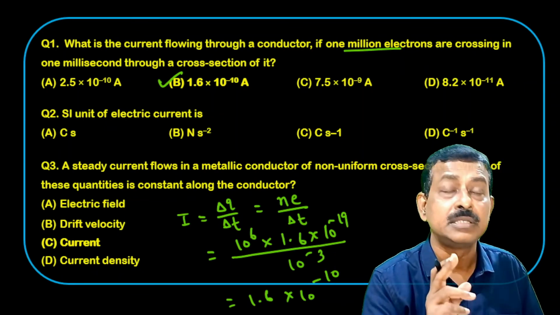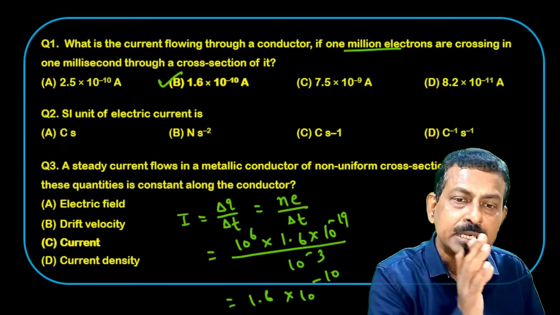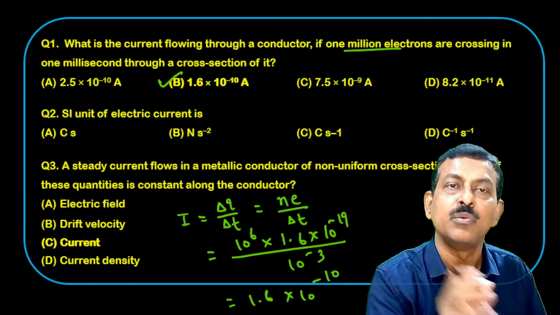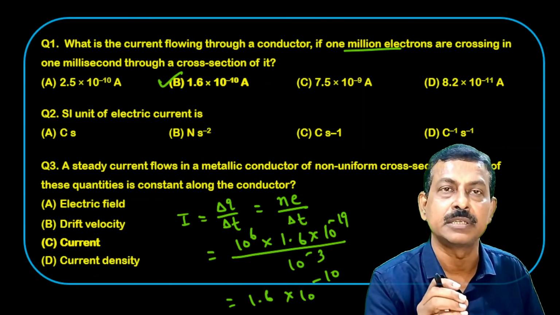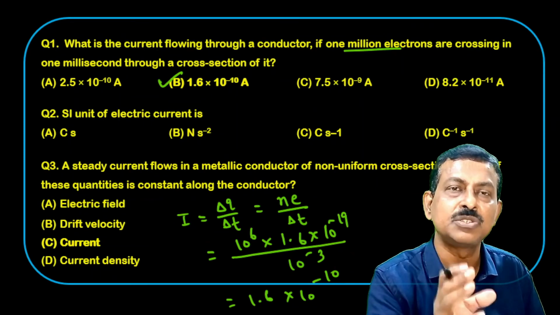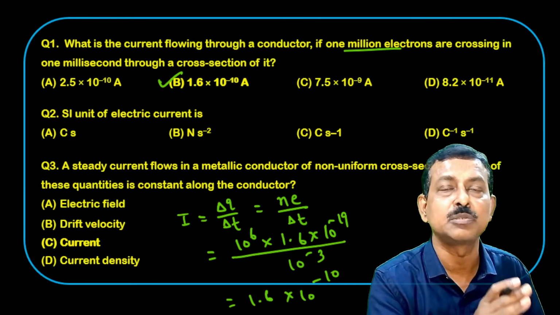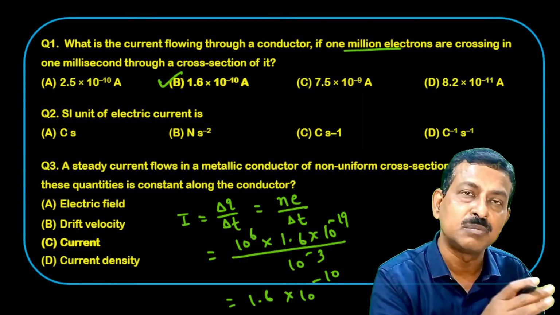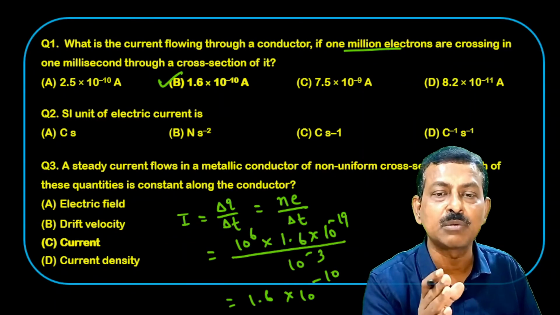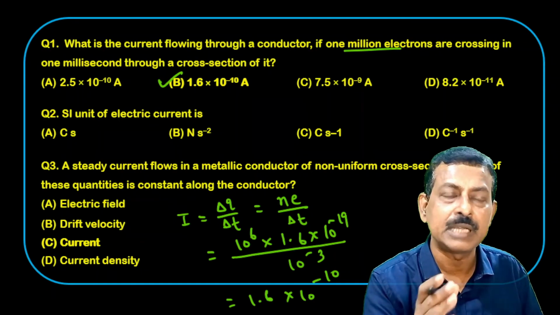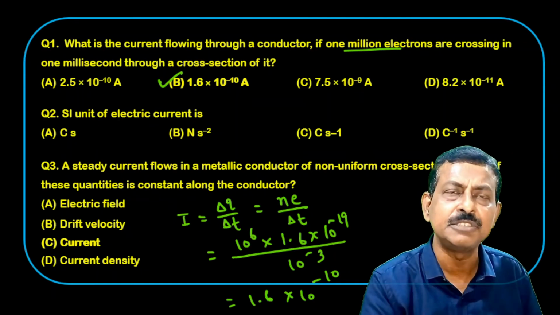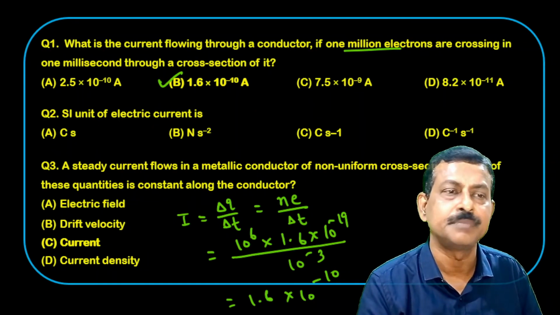Here, whatever is given in the passage, we have not used. It is just your knowledge of how current is expressed in terms of the charge, in terms of the number of electrons flowing through a conductor per unit time, that we have used. So the basic definition of current has been used here.